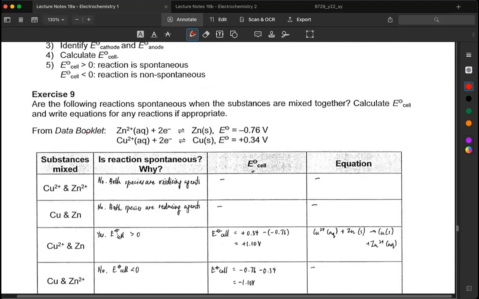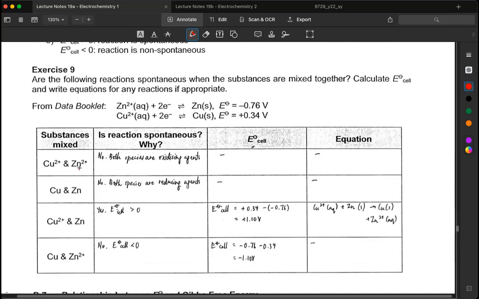Okay, let's try. So you have these reactions. All right, same thing, the Daniell cell again. So copper 2+ and zinc 2+, are they spontaneous? If you just put these together, let's say you have copper 2+ and zinc 2+ mixed together, will there be any reaction? No, no spontaneous reaction because both are oxidizing agents. So you can't have any reaction.